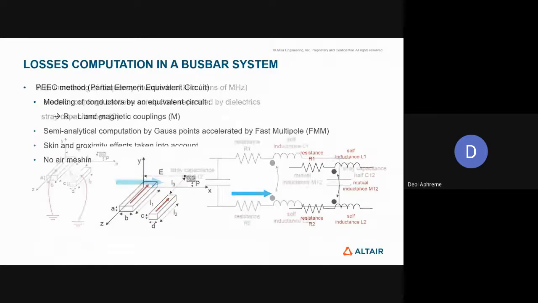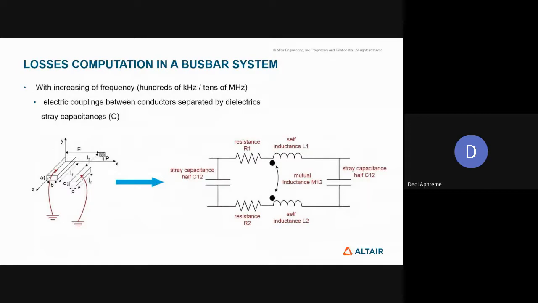Coming to the increase in frequency, we definitely know that frequency remains constant, but there will be some harmonics in your input. You can definitely visualize the effect of these harmonics in your bus bar system and your entire domain.